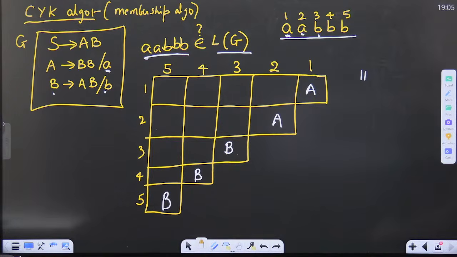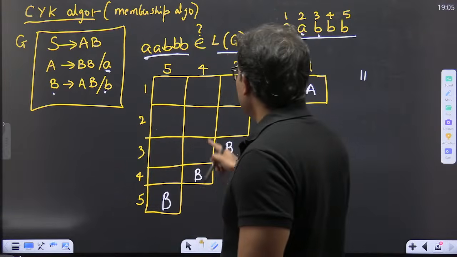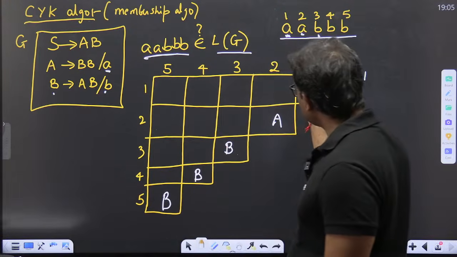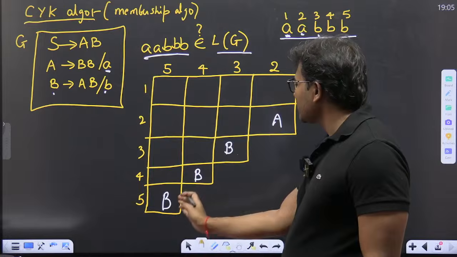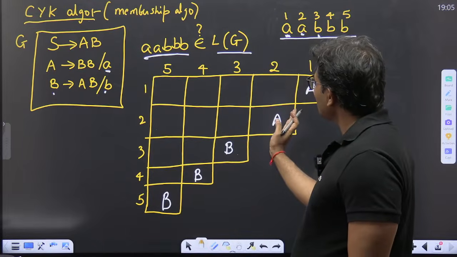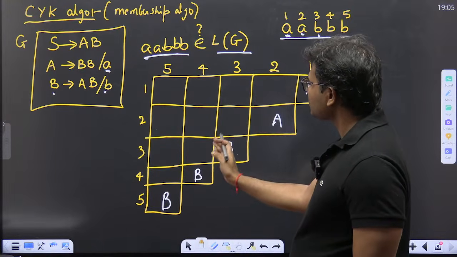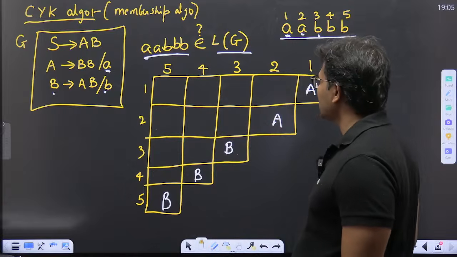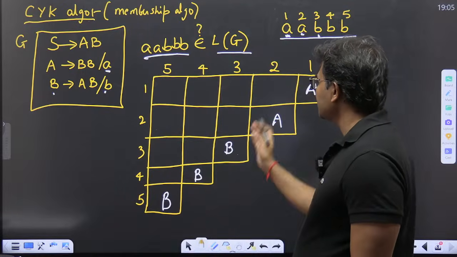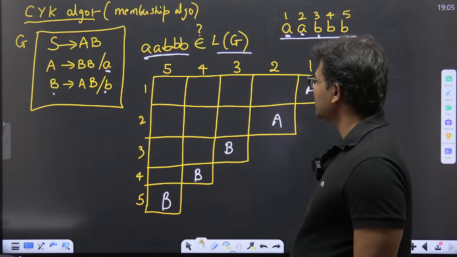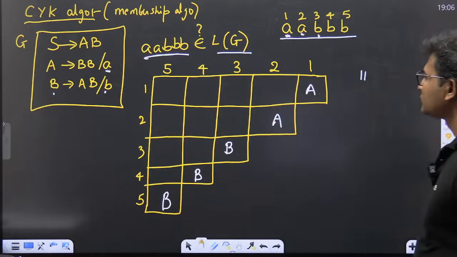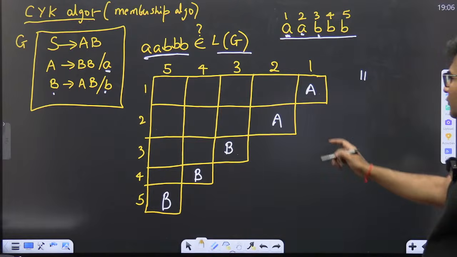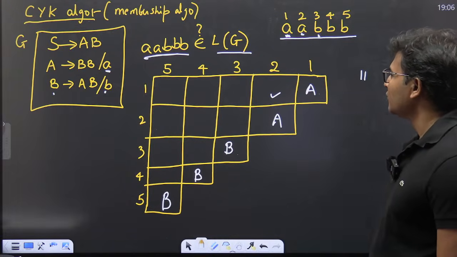Okay. Now let's see how we are filling it. The last diagonal we filled first. Now we have to go to the next diagonal. Now we will fill this one.